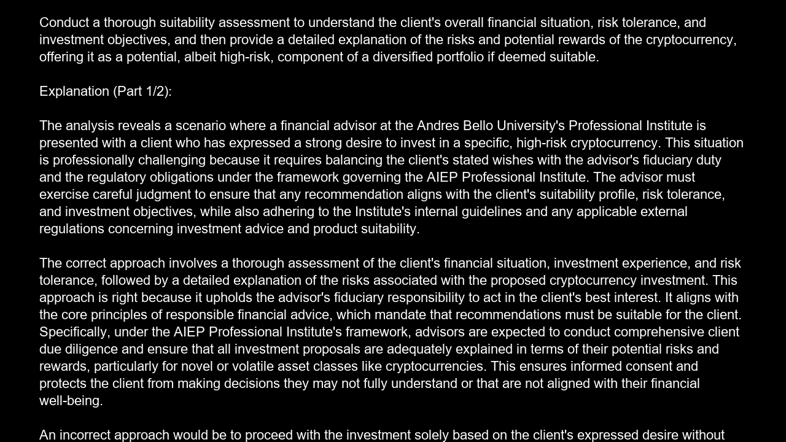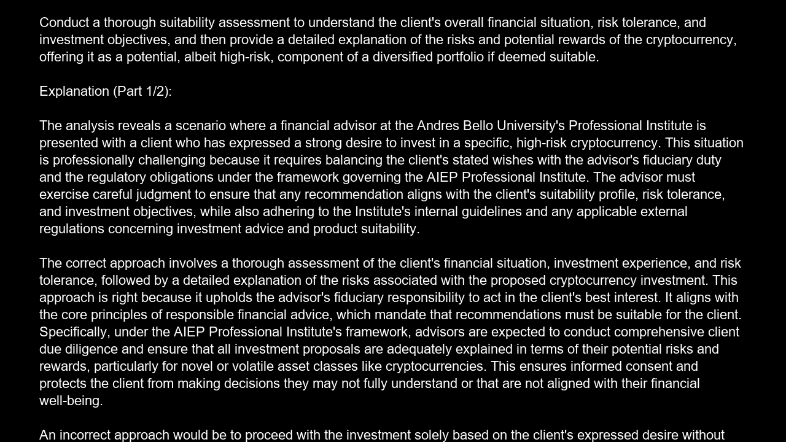The advisor must exercise careful judgment to ensure that any recommendation aligns with the client's suitability profile, risk tolerance, and investment objectives, while also adhering to the Institute's internal guidelines and any applicable external regulations concerning investment advice and product suitability. The correct approach involves a thorough assessment of the client's financial situation, investment experience, and risk tolerance, followed by a detailed explanation of the risks associated with the proposed cryptocurrency investment.